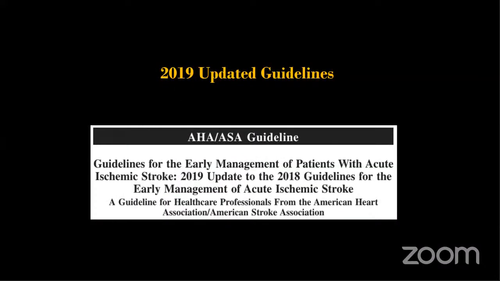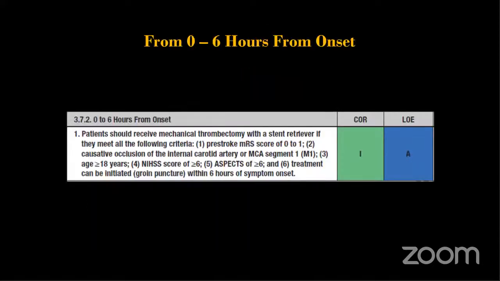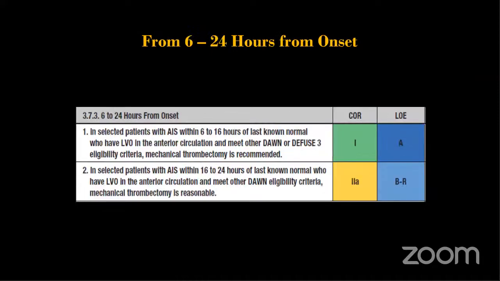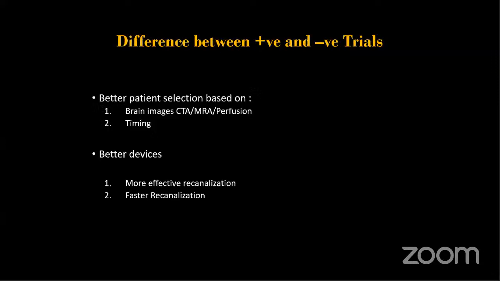So based on those late trials, the guidelines were updated in 2019. Same thing for 0 to 6 hours, they should have tPA plus mechanical thrombectomy with the previous parameters: mRS 0 to 1, ASPECTS 6, NIHSS 6 or more, with anterior circulation occlusion. Then 6 to 24 hours, if they met the DIFFUSE or DAWN criteria, they should have the mechanical thrombectomy done.